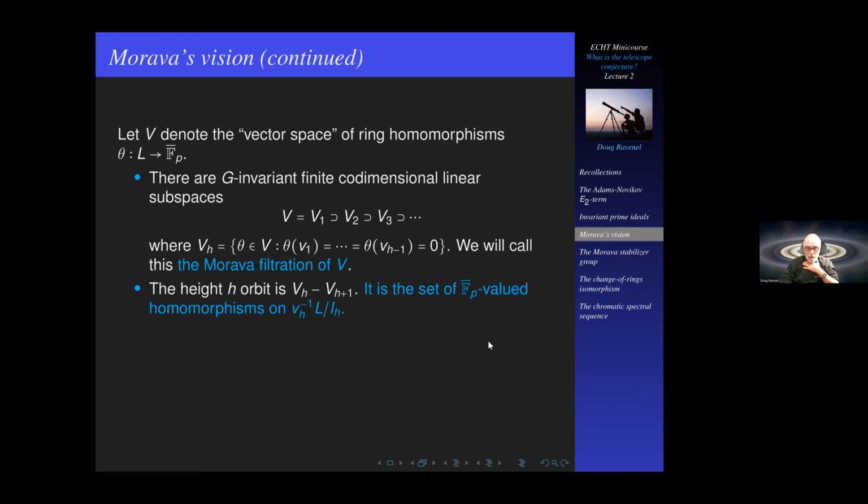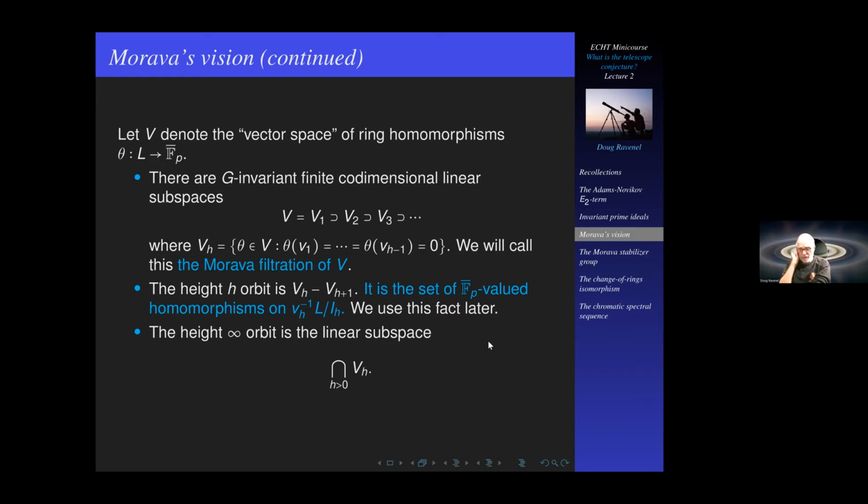So this is the set of FP bar-valued homomorphisms on the ring that you get by killing all the lower Vs and then inverting V sub H. And this fact will be used later. Now, you could also consider the intersection of all these subspaces, and that is the height infinity orbit.